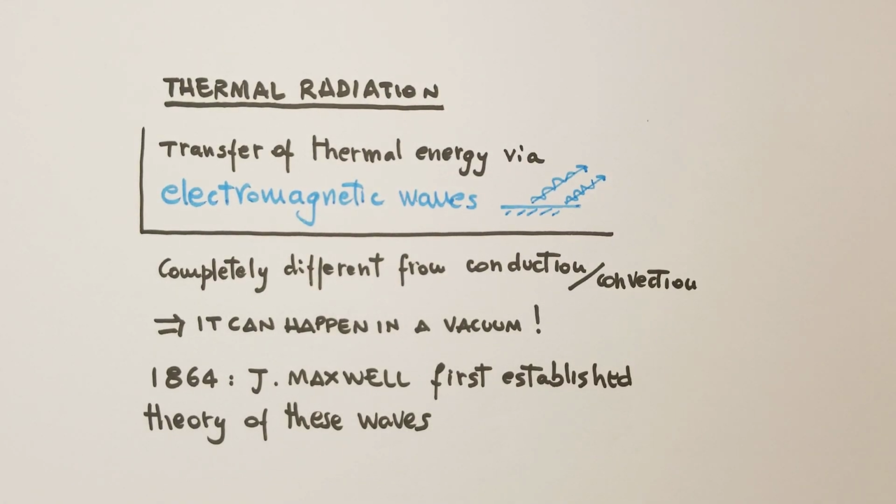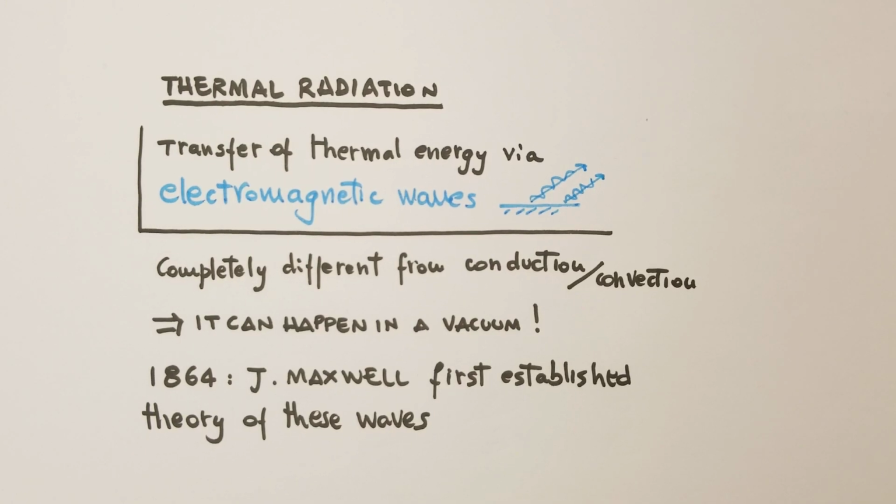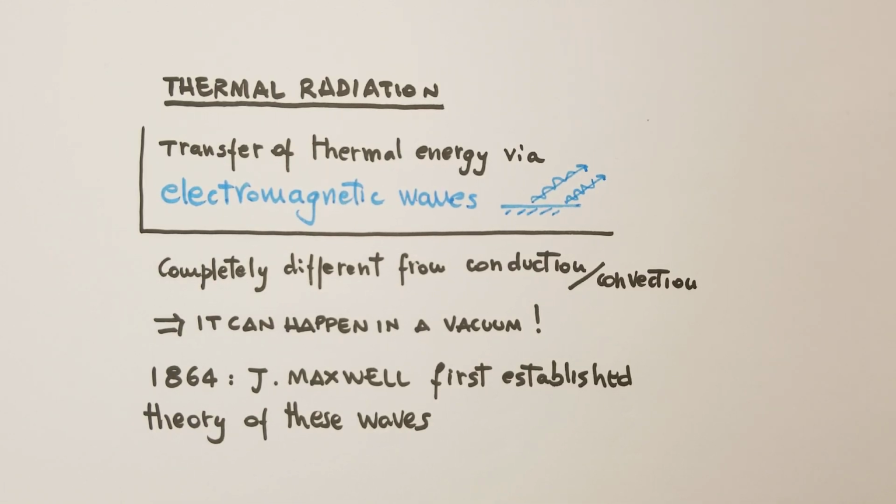Welcome to a new lesson of heat transfer. Today we start talking about thermal radiation. Thermal radiation is defined as a transfer of thermal energy via electromagnetic waves. So this mechanism of heat transfer is completely different from conduction and convection because it can happen in a vacuum, while conduction and convection require a medium.